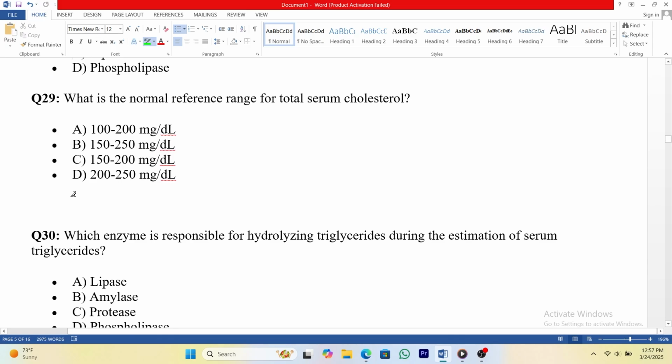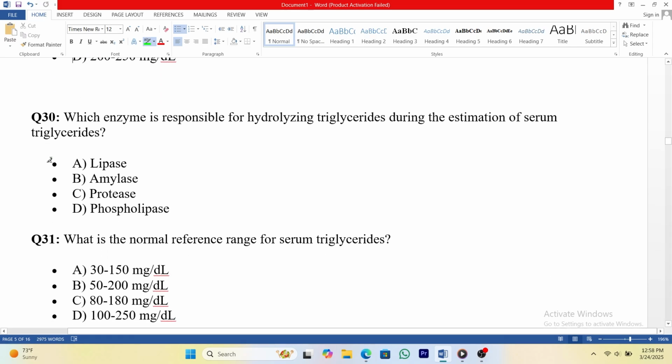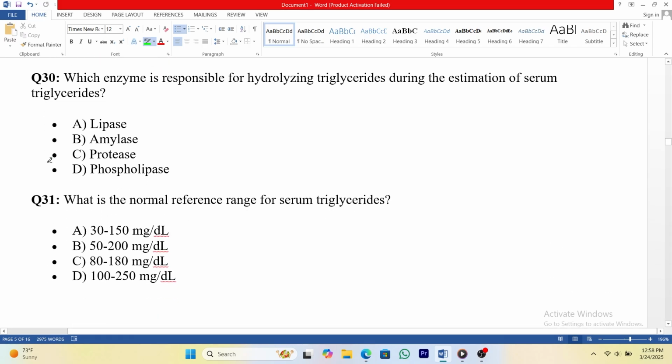29. What is the normal reference range for total serum cholesterol? A. 100 to 200 mg/dl. B. 150 to 250 mg/dl. C. 150 to 200 mg/dl. D. 200 to 250 mg/dl. Answer: C.